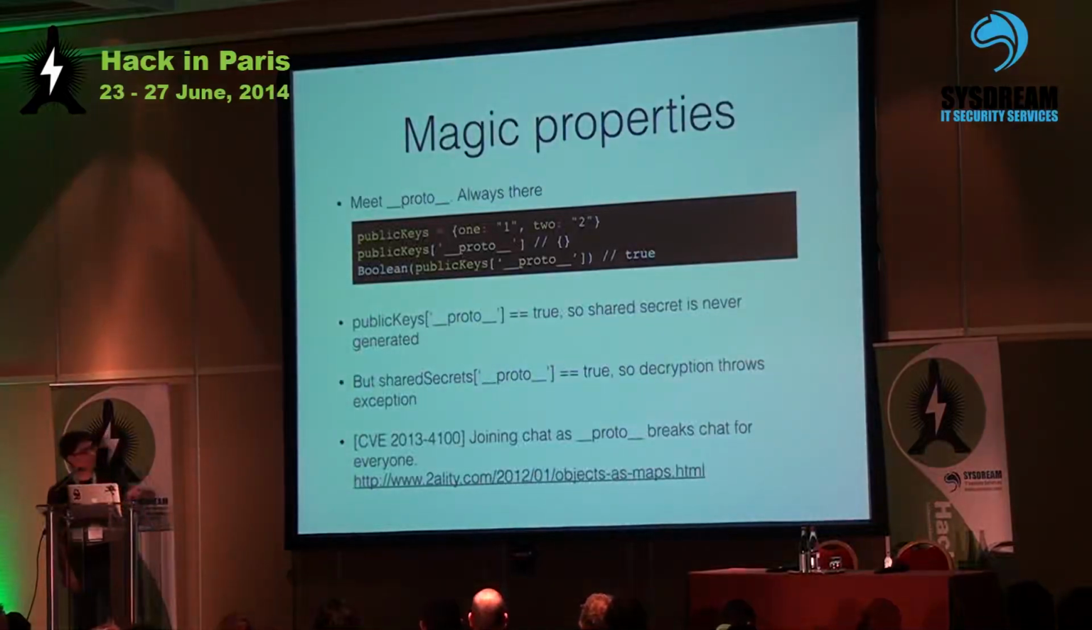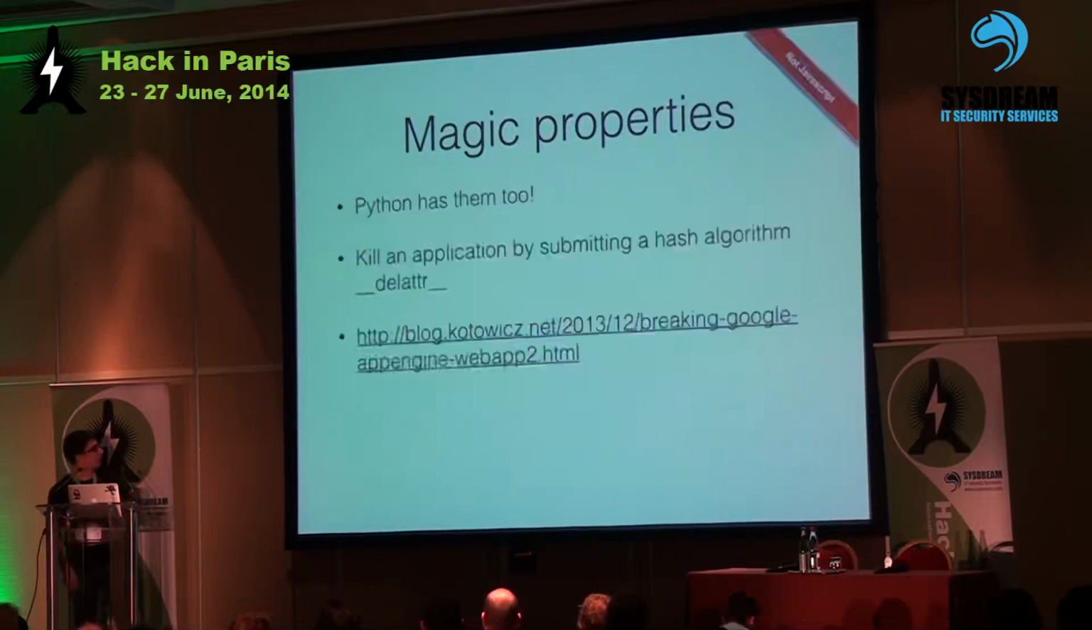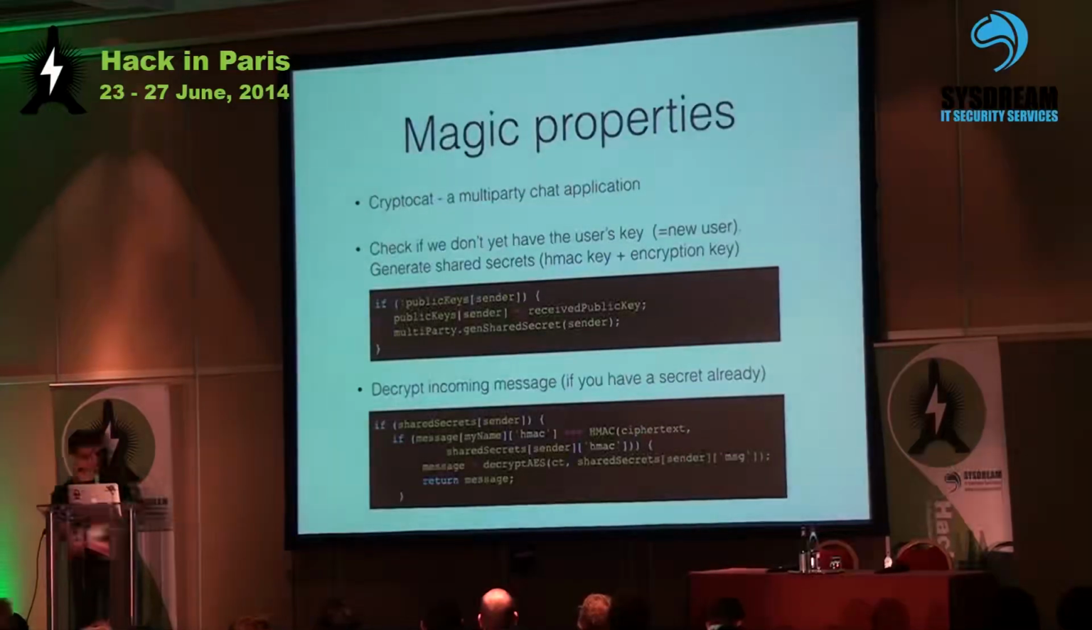So __proto__ is a special magic property of every JavaScript object. And in this particular case, the value of __proto__ is an empty object, but an empty object is a truthy value in JavaScript. So if you treat it as a Boolean, it's true. As a result, the first check, publicKeys[__proto__]... actually, let me go back to the slide because that one is much clearer.